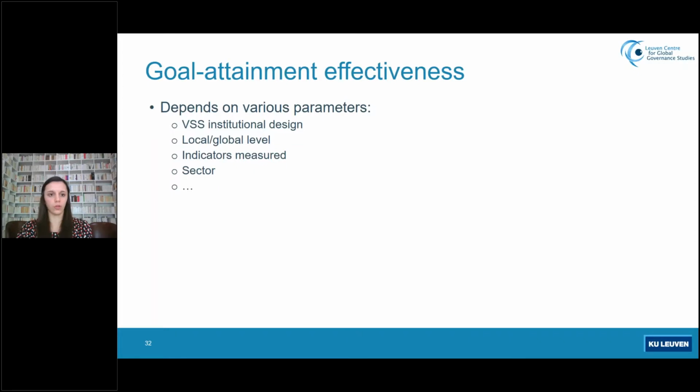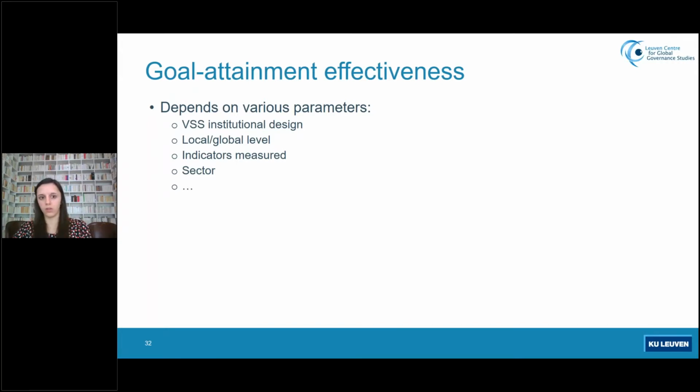So I'm almost done. We just have to cover the goal attainment effectiveness. As I said, it's about measuring the impacts of VSS on the ground. A lot of studies have been done and are being done on evaluating the sustainability impacts of VSS. But on the whole, the evidence remains inconclusive on whether VSS really improves sustainability or not. This is because most studies usually focus on single VSS, so comparison is hard to make, and VSS can be very different in their requirements and enforcement procedures.